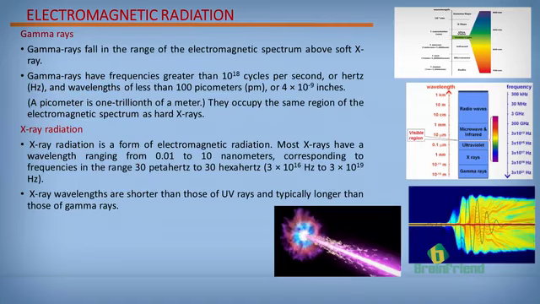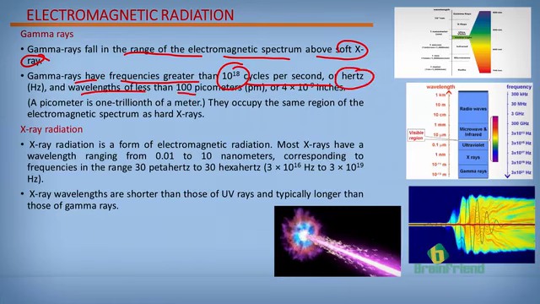Gamma ray. Let's look at some little properties of gamma ray. Gamma rays fall in the range of the electromagnetic spectrum above soft X-rays. Gamma rays have frequency greater than 10 raised to the power 18 cycles per second or Hz, and a wavelength less than 100 picometers or 4 times 10 raised to the power minus 9 inches.